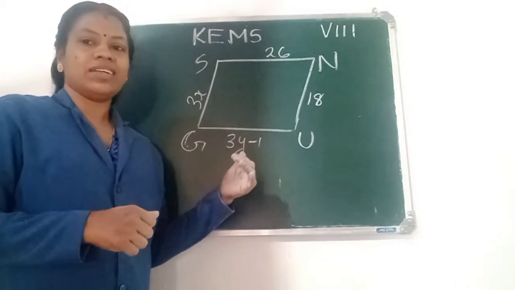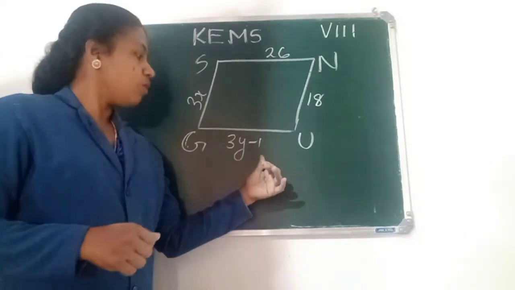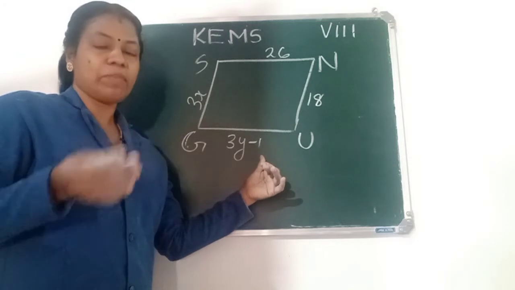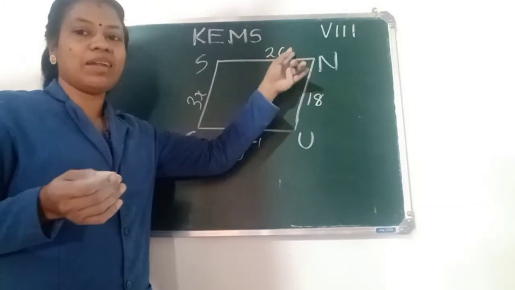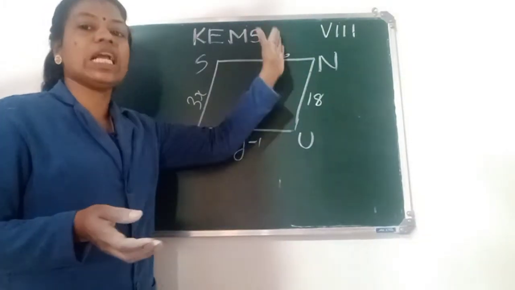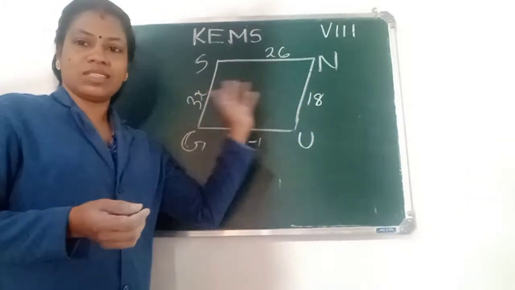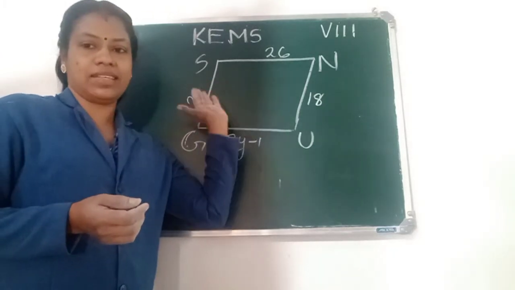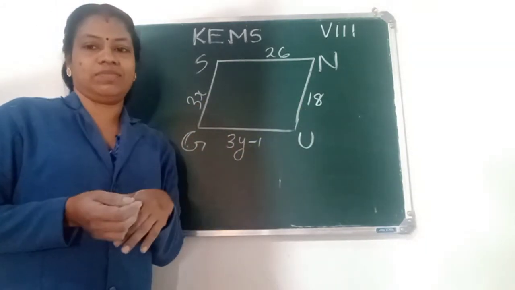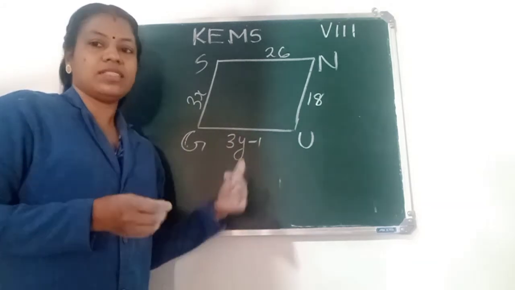So, how to find X and Y? What is given? These are the sides of the parallelogram. This is one side, 3y minus 1. Then, what is the property? Yes, in a parallelogram, opposite sides are equal, parallel and equal. So, these 2 sides are equal. Just equate these 2 sides, then you will get Y. Also, another pair of parallel sides are equal. So, 3x equal to 18. So, we can find X and Y, just by solving the equation.